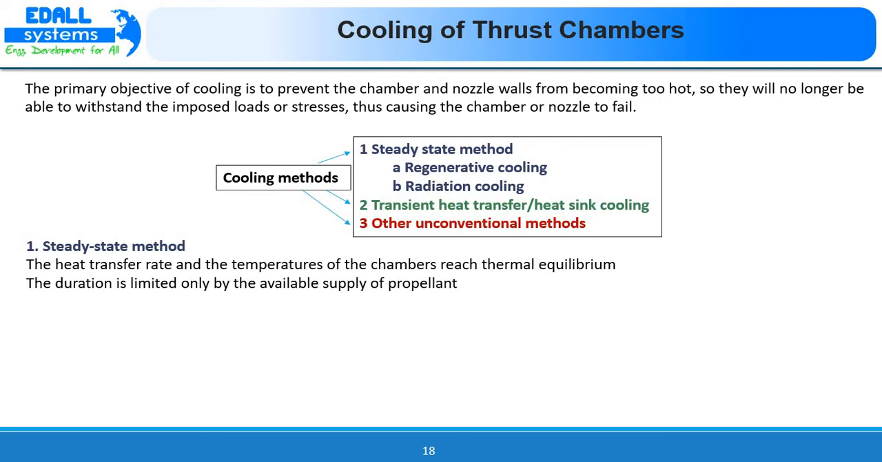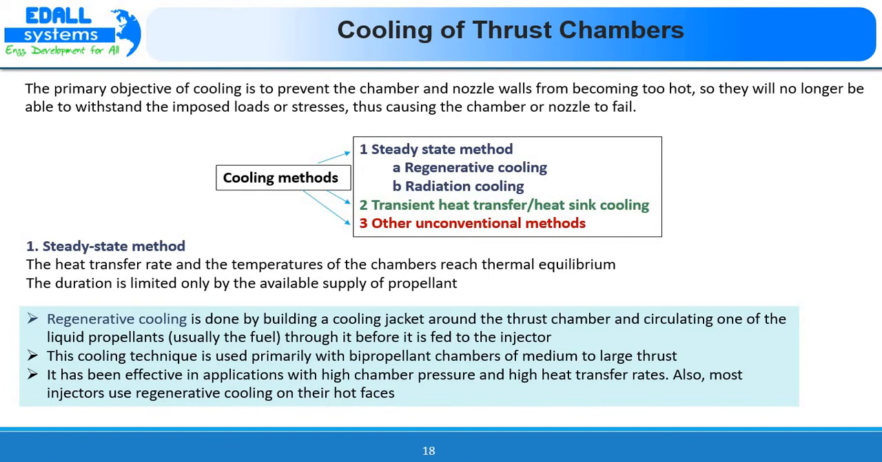First, the steady state method, in which the heat transfer rate and the temperatures of the chambers reach thermal equilibrium, and the duration is limited only by the available supply of propellant. Regenerative cooling is done by building a cooling jacket around the thrust chamber and circulating one of the liquid propellants, usually the fuel, through it before it is fed to the injector. This cooling technique is used primarily with bipropellant chambers of medium to large thrust. It has been effective in applications with high chamber pressure and high heat transfer rates. Also, most injectors use regenerative cooling on their hot faces. So in this kind of cooling, a cooling jacket around the thrust chamber is created by circulating one of the liquid propellants, usually the fuel.